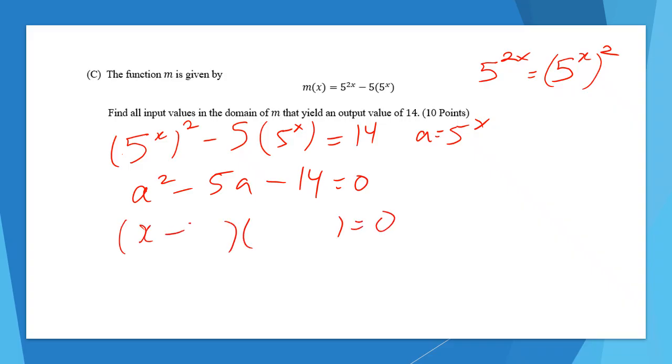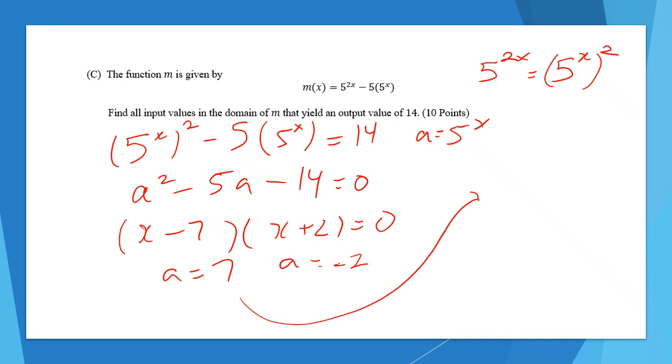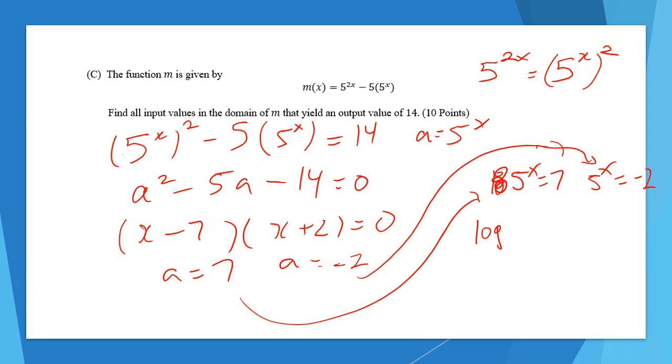you should get a minus 7, a plus 2. So a equals 7, a equals negative 2 there. Solving both ones simultaneously. So here you should get 5 to the power of x equals 7. And then for this one, you should get 5 to the power of x equals negative 2. Solving this, the first one, you should get log base 5 of 7 when you convert it from exponential to logarithmic. That is true, so that's the first check mark.